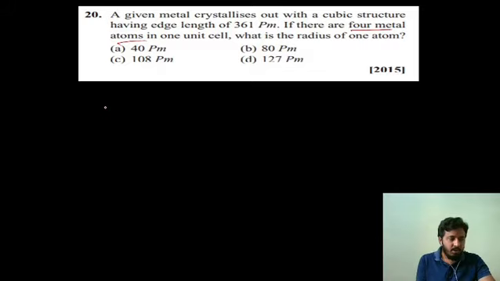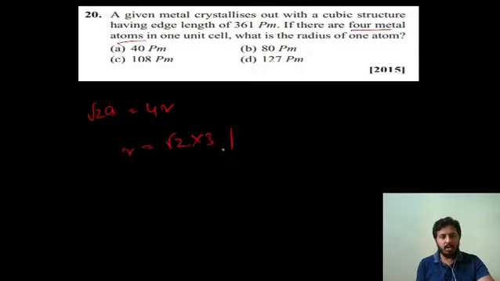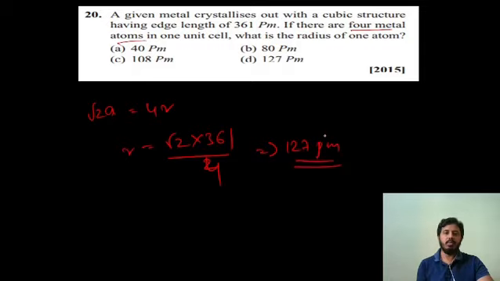So for question number 20, we have to apply root 2a is equal to 4r, and we have to calculate radius. On rearranging, you will get r is equal to root 2 into 361 divided by 4. So which gives 127 picometer. That is option D.